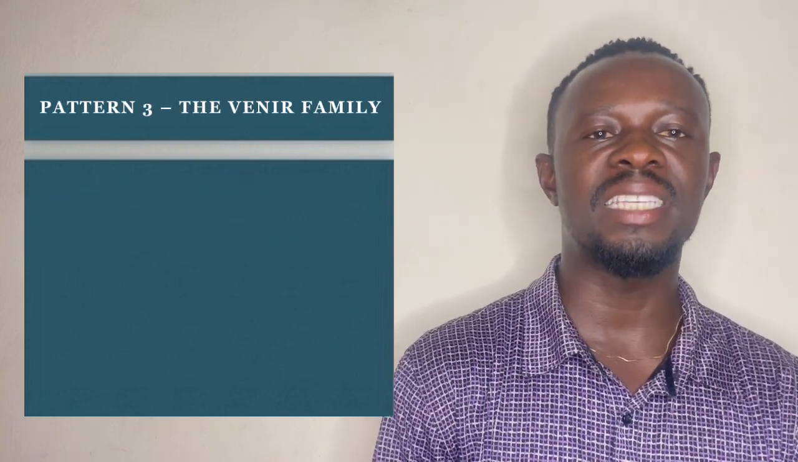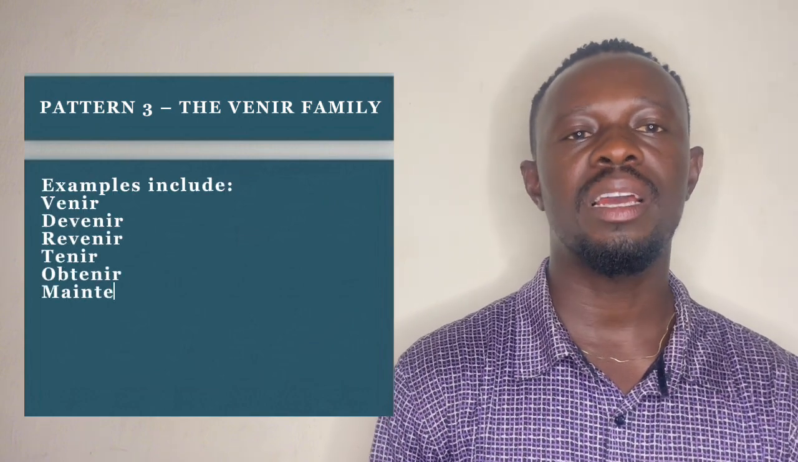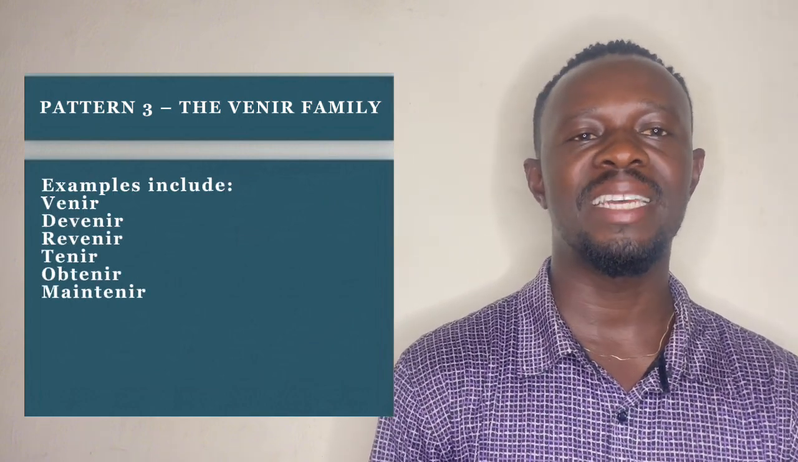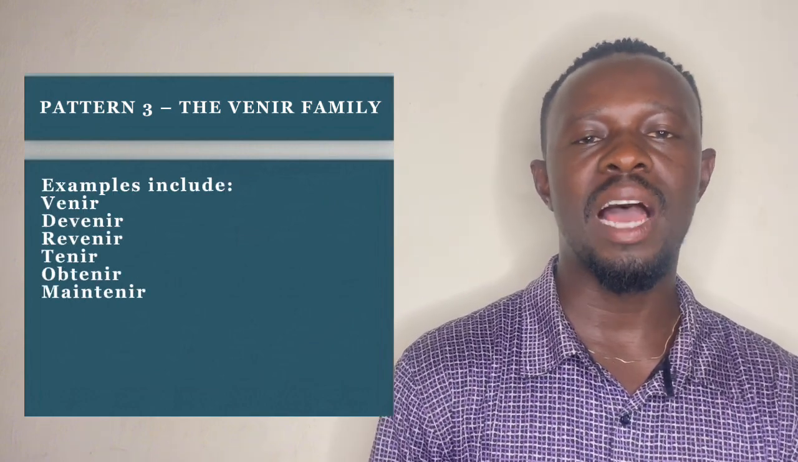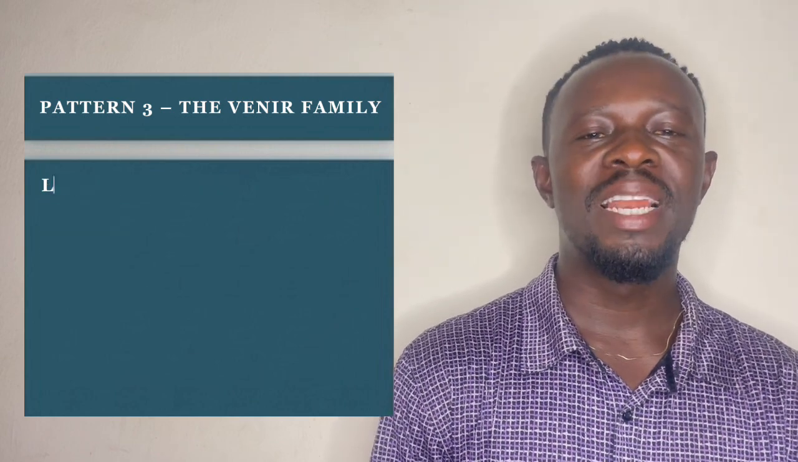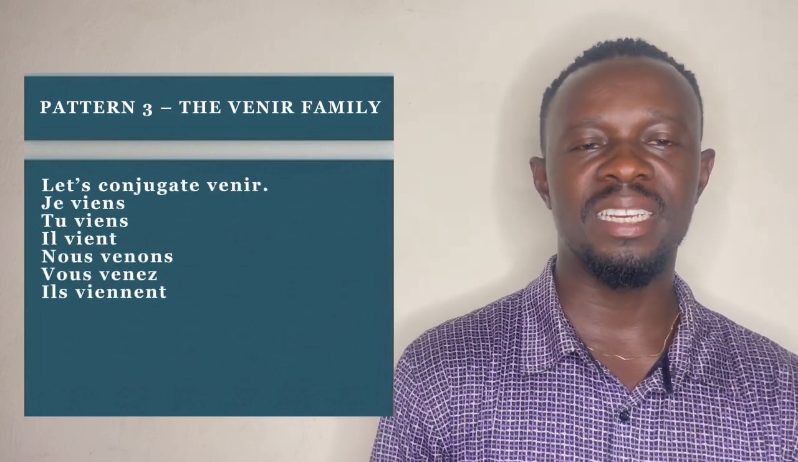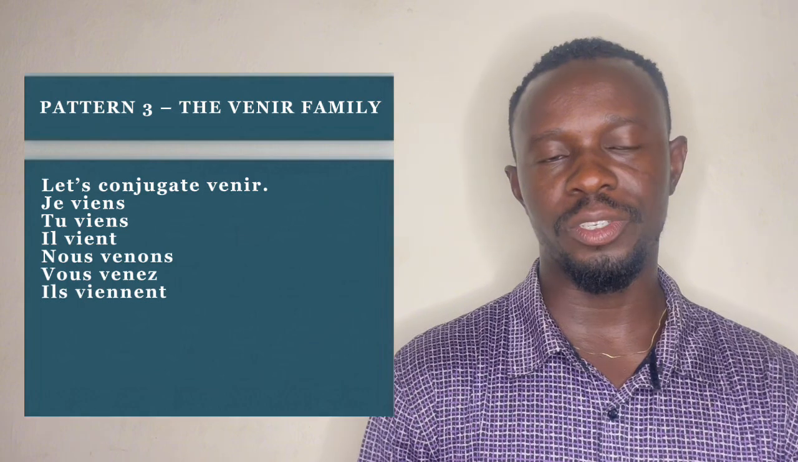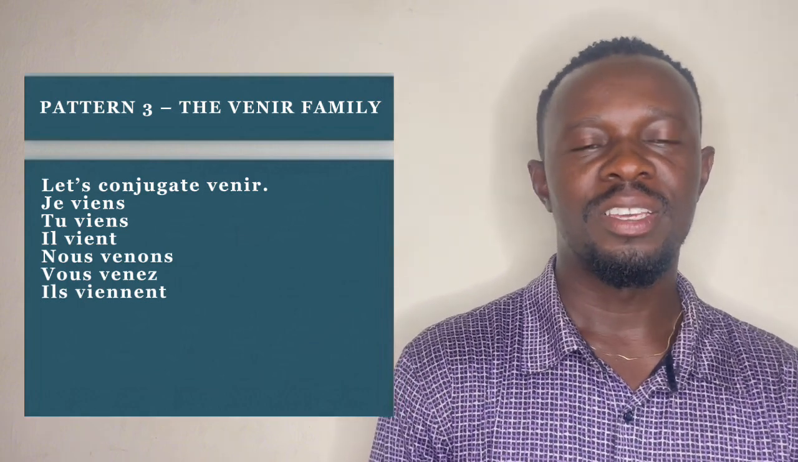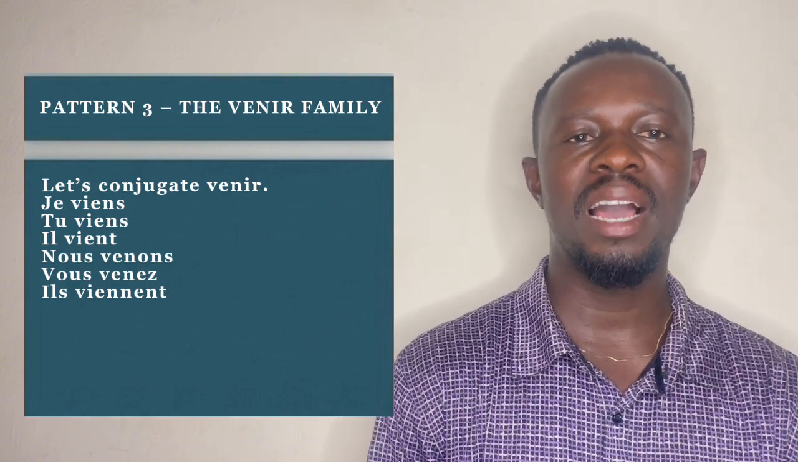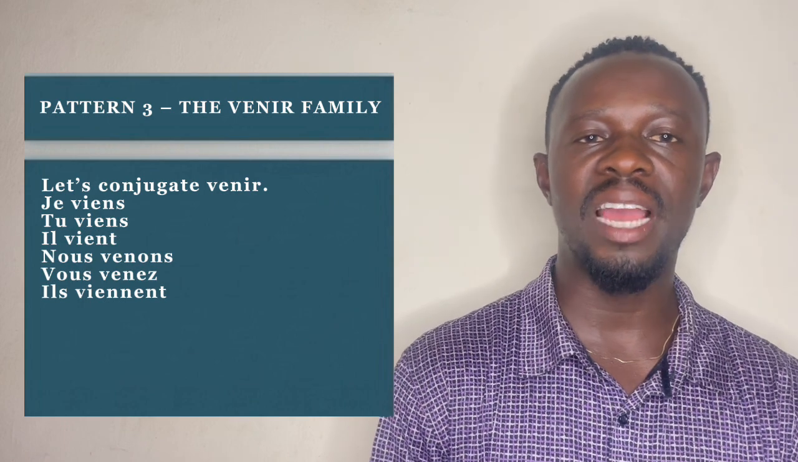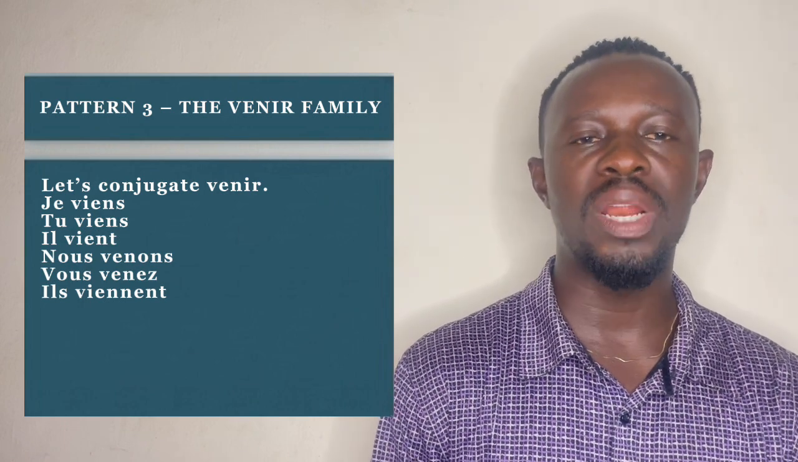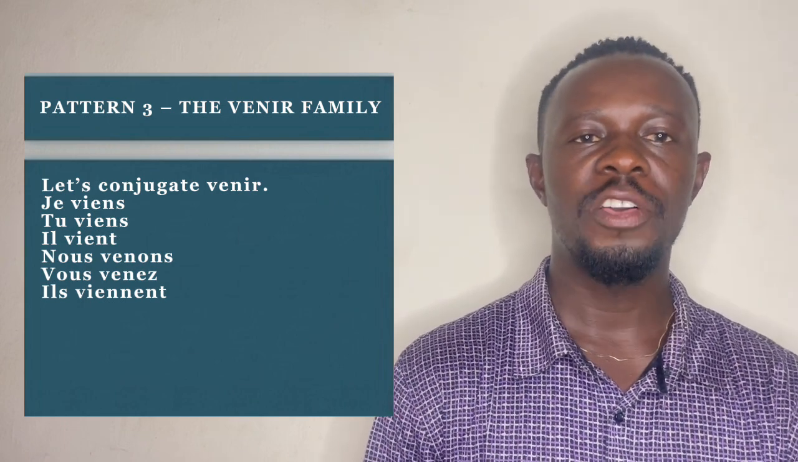Now, pattern 3, the venir family. Examples include venir, devenir, revenir, tenir, obtenir, and maintenir. So let's conjugate with the verb venir. Remember, first thing you write your subject and then you conjugate. So we have je viens, tu viens, il vient, elle vient, nous venons, vous venez, ils viennent, elles viennent.